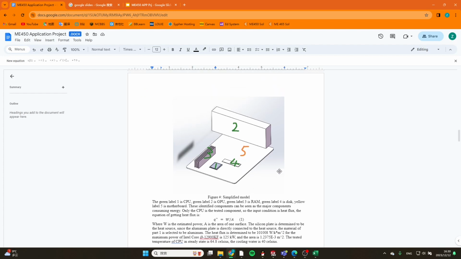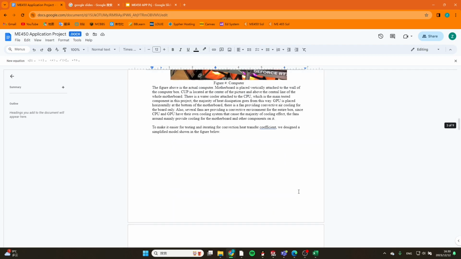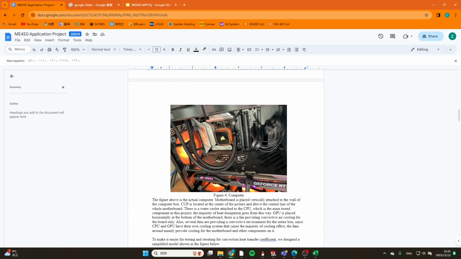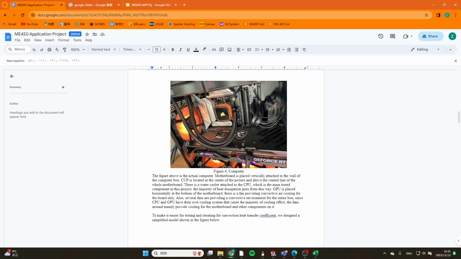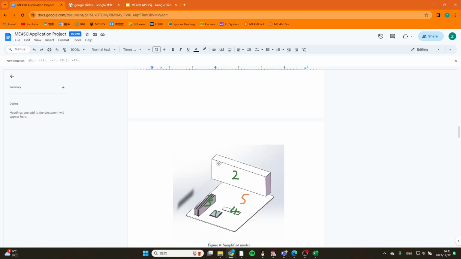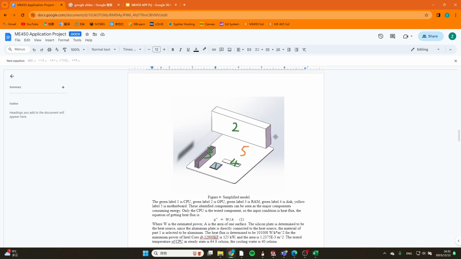So let's introduce the boundary conditions of each component. First, the CPU is a heat generating source, and it's tested, so we're using flux instead of temperature. Also, this surface is attached to the water cooler, so there is a convective surface as well. For the GPU, one side is dissipating heat because there's only one board right here generating heat. The other side is a huge cooler. So this one is set to one side of constant temperature and two sides of convective surface.